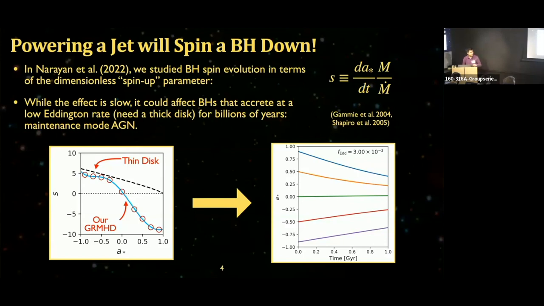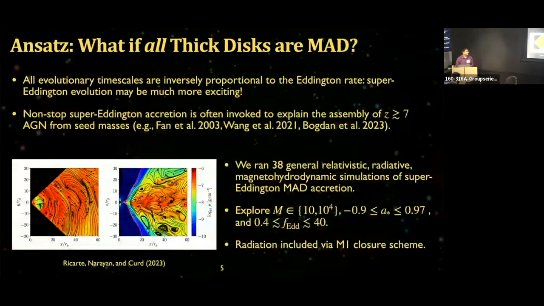The point is that if you start off with a black hole that has a spin parameter of 0.9, after a billion years at this Eddington ratio, even if it's accreting prograde, it will spin down to a value of 0.5. And this may have some implications for black holes that need to keep their clusters from overcooling for billions of years, maintenance mode AGN. But perhaps more excitingly, the same physics can hold in the super Eddington regime.